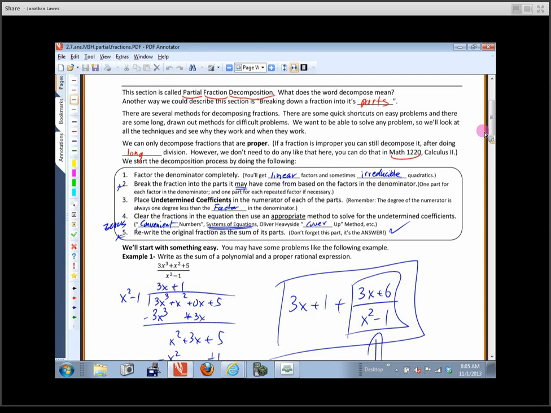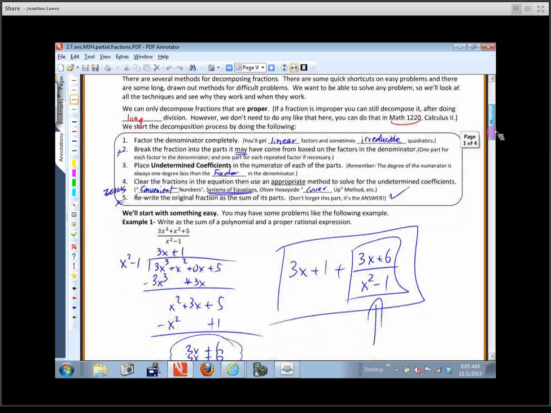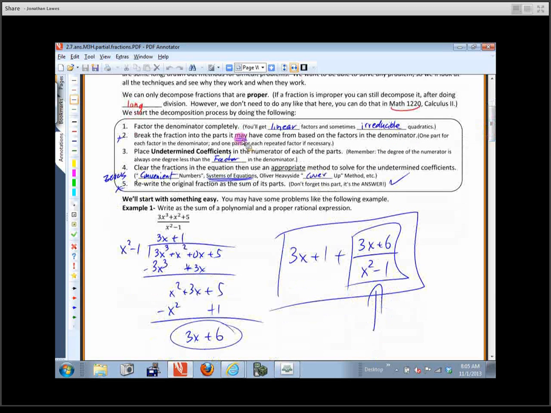So if you plan on taking calculus, if you're going to be an engineer or something like that, or you're going to be a doctor and you've got to take calculus for your pre-med program, you are going to see this again, and it's going to be very helpful if you can remember how to do it, okay? So basically what we do is we factor the denominator completely.